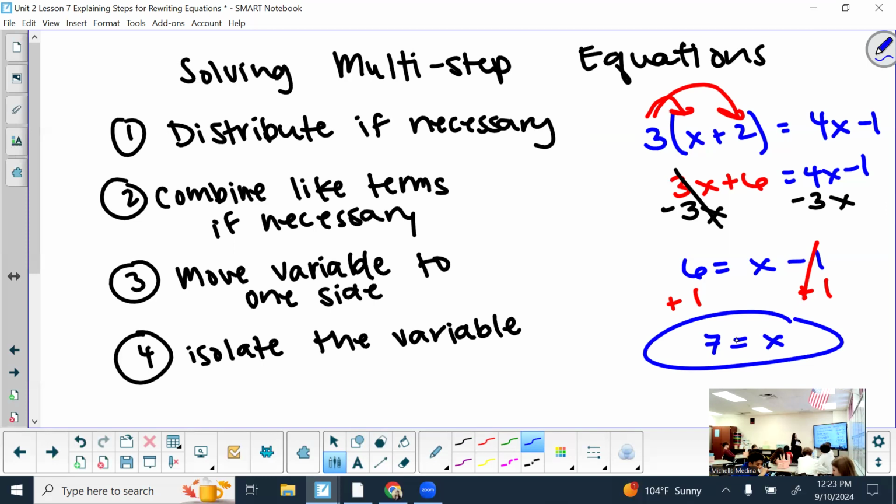Okay, so in case you didn't know how to solve a multi-step equation, here are the steps. You can come back to this video later if you need it. Distribute if necessary. Combine like terms if necessary. Move the variable to one side if necessary, because sometimes it's only on one side anyway. And then isolate the variable. Always do this order. Questions, comments, concerns?